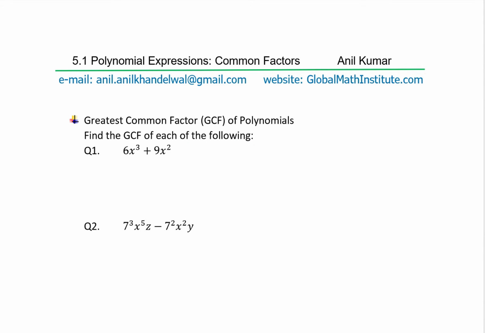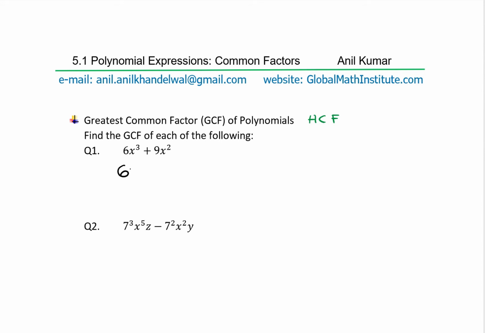Now we'll talk about the greatest common factors. You have learned already in arithmetic how do you find greatest common factors. We'll extend that to polynomials. Sometimes we also refer this to HCF, which is highest common factor, one and the same thing. The question here is find the greatest common factor of each of the following. So we have two terms. So it's a binomial, and 6x cubed, let me rewrite this.